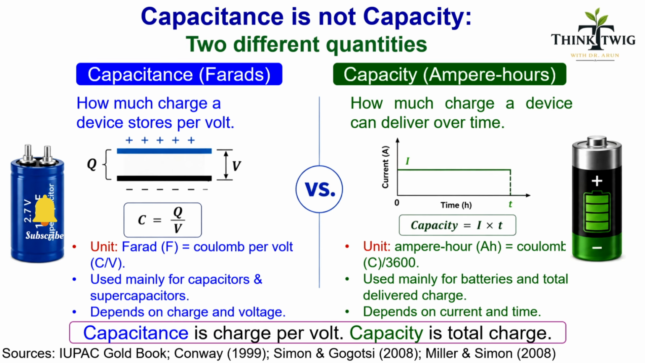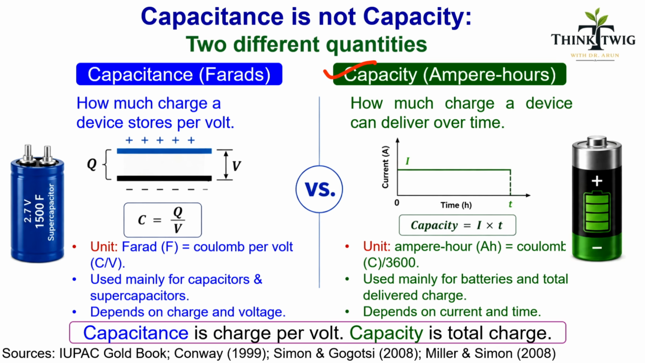The capacitance tells us how much charge a device stores for a given voltage. The basic relation is C equals Q divided by V. Here C is capacitance, Q is charge, and V is voltage. So the important point is that capacitance connects charge with voltage. If a device can store more charge for the same voltage change, its capacitance is higher. Its unit is farad, written as F.